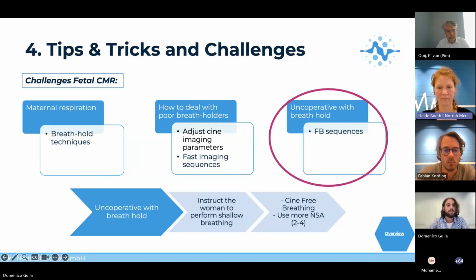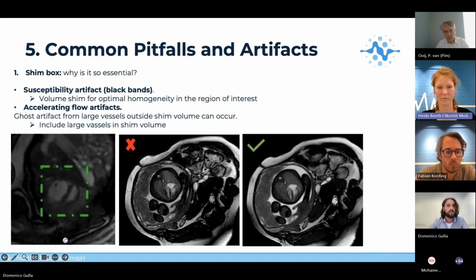Now, let's jump back to the common pitfalls and artifacts. In this case, it's really important to take care of the shim box because it's so essential to avoid some artifacts like black bands and also flow artifact. It means that the shim box needs to be in the region of interest for optimal homogeneity.